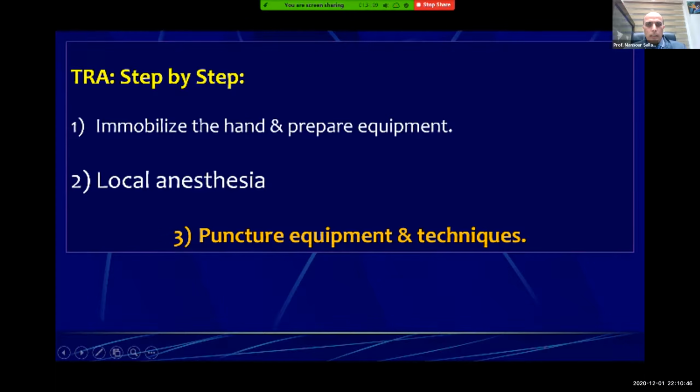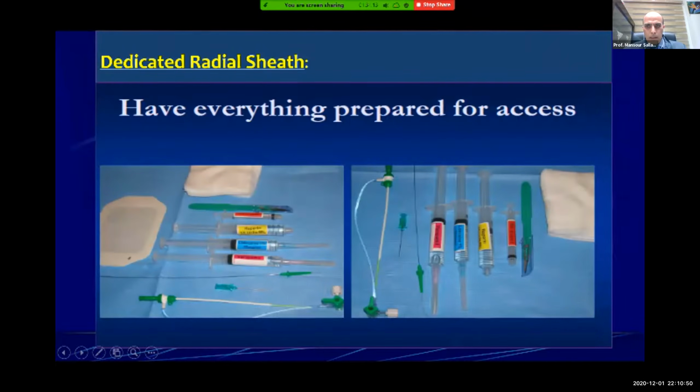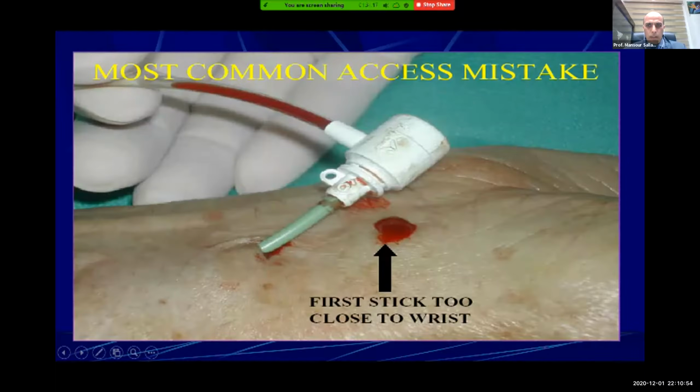So the second step after local anesthesia is the puncture: equipment and the techniques. Okay, these are the dedicated sheaths for the radial artery. And I say again and again, because it is a common mistake, to puncture the radial artery at the styloid process.